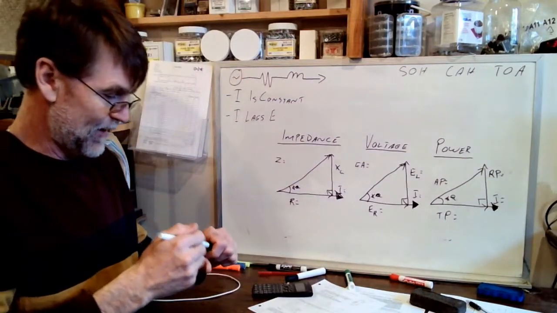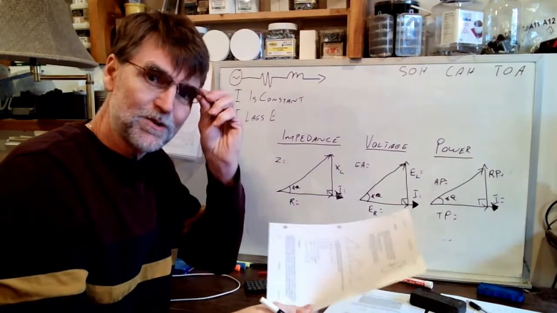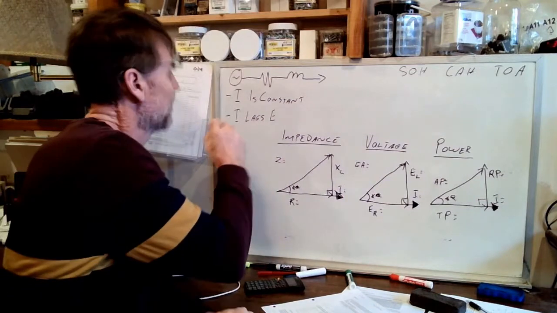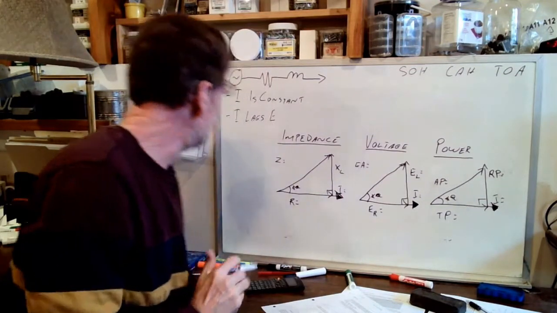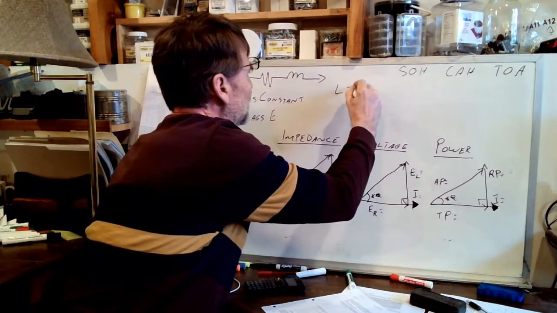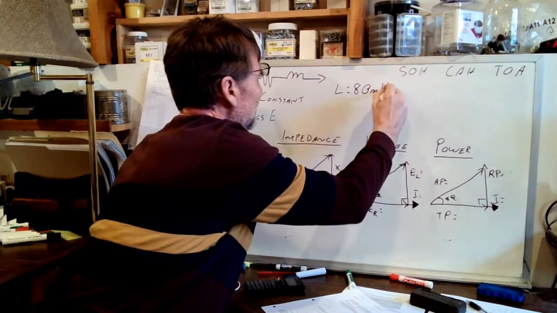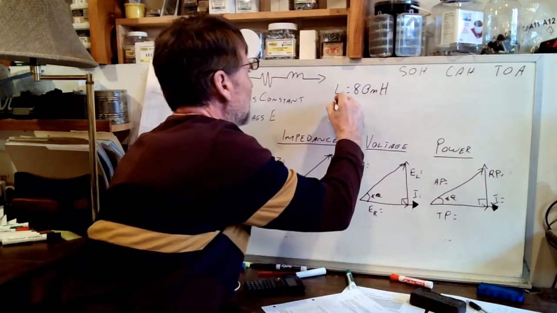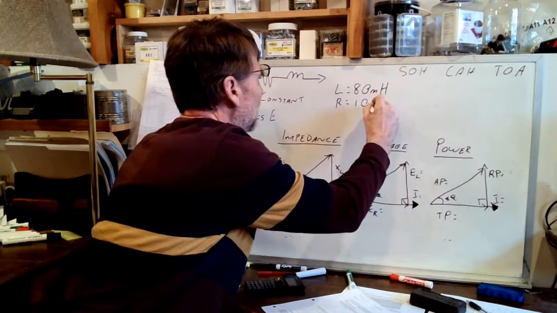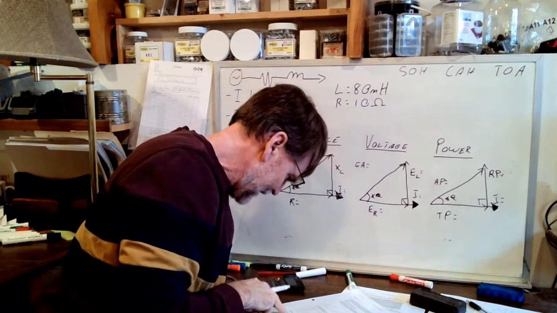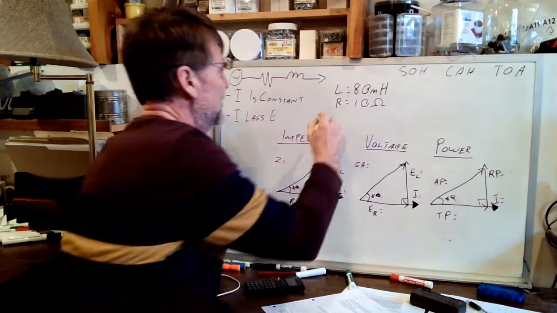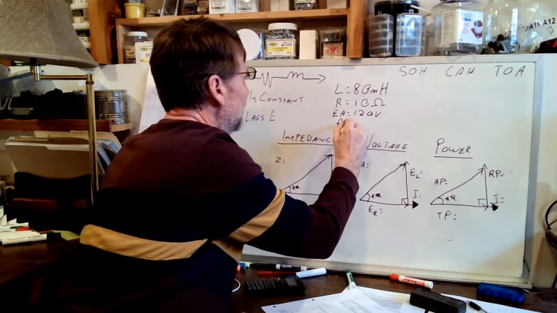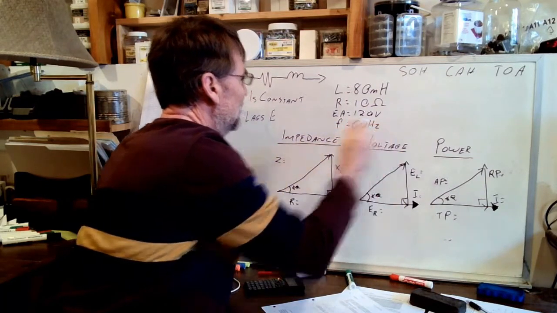Okay, enough talking in generalities. Let's put some numbers in here. The example in the exercise sheet that I put on Blackboard, let's do that. So we have a circuit. The inductor has an inductance of 80 millihenries, so L equals 80 millihenries. It's connected in series with a resistor of 10 ohms, so R equals 10 ohms. And it's powered by 120 volts at 60 hertz. So EA equals 120 volts, and the frequency is 60 hertz.